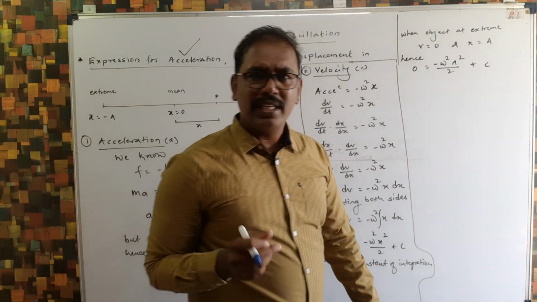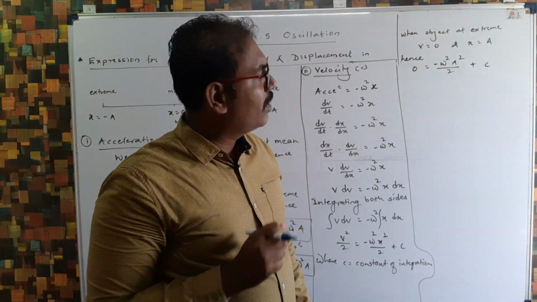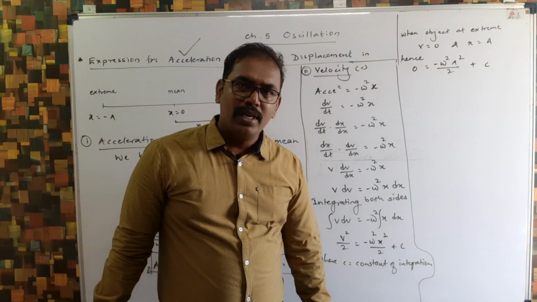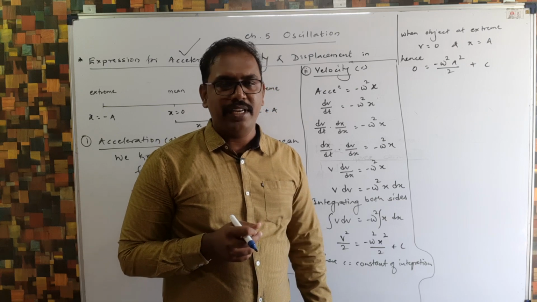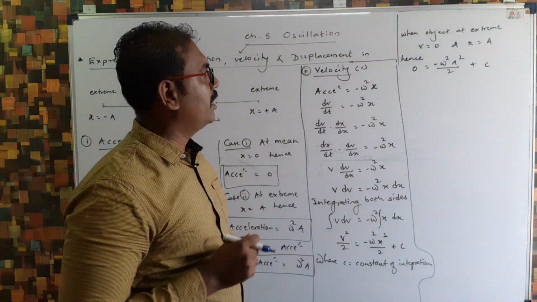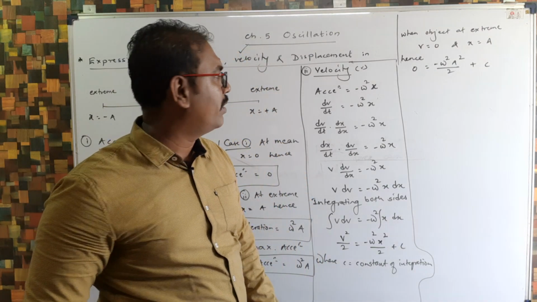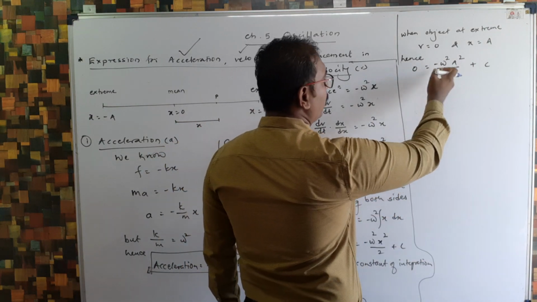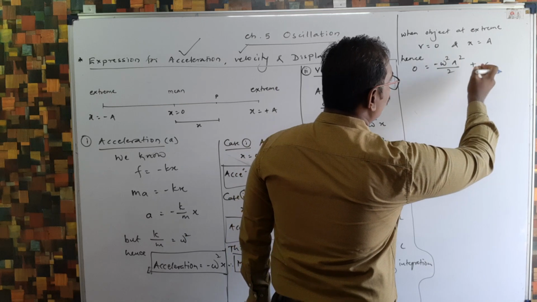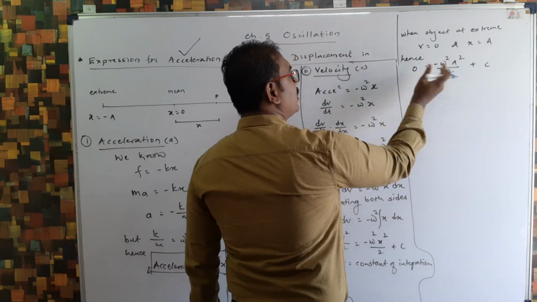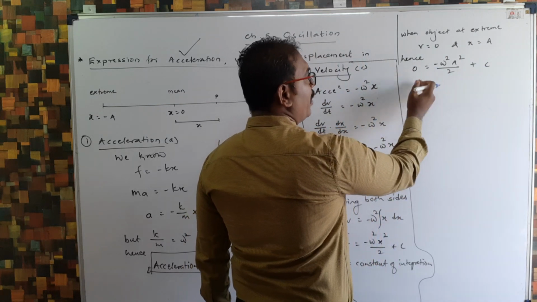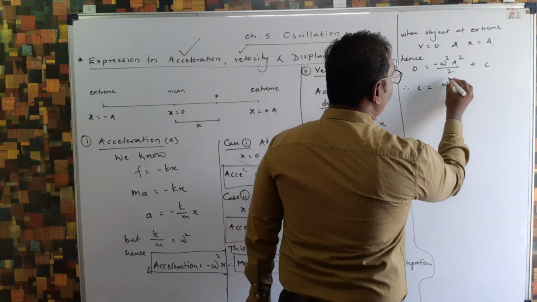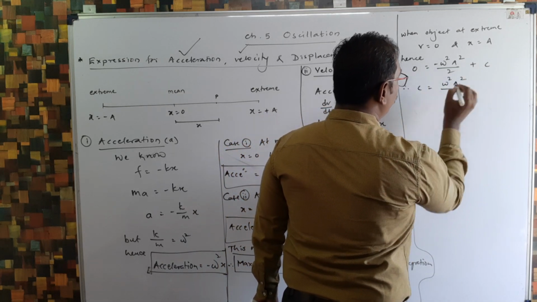Now why are we doing this? Why are we substituting v is 0 and x is equal to a? I have to find out the value of c, the constant of integration. So I substitute one condition at extreme, v is 0 and x is equal to a. So this v square by 2 is 0. Here we get minus omega square a square by 2 plus c. So I transfer this minus term to this side. So plus omega square a square by 2 is equal to c, or I can write c is equal to omega square a square by 2.